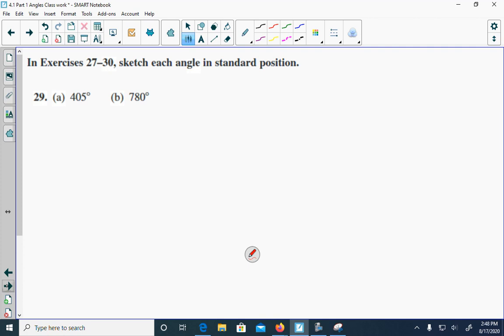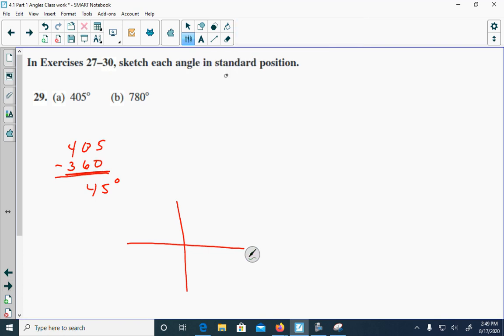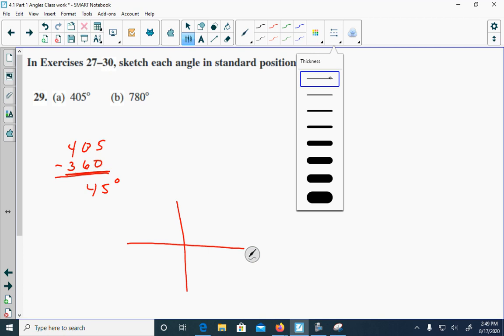Sketch the angle in standard position. So I have 405 degrees. What I notice about 405 degrees is it's more than 360 degrees, so I know I'm going to have at least one full rotation around my unit circle. So I'm going to take 405 and subtract 360 degrees, because when I do that, I get 45 degrees. That subtracting of 360 is taking this angle in standard position.